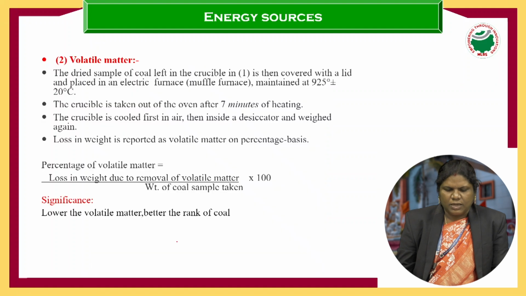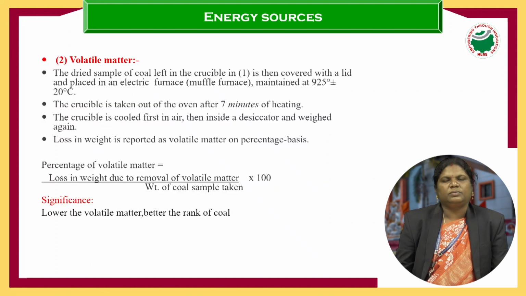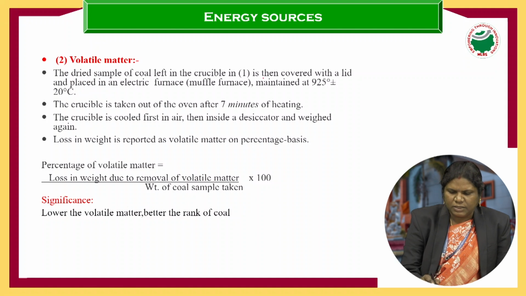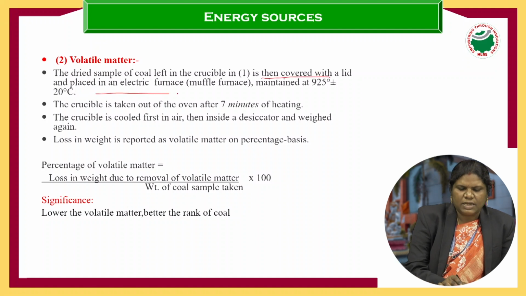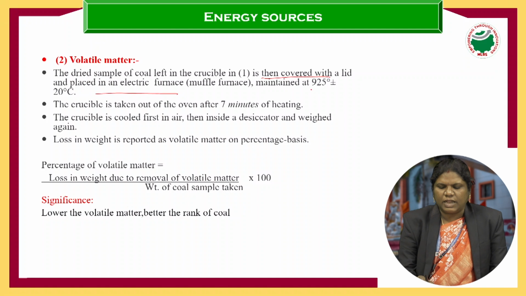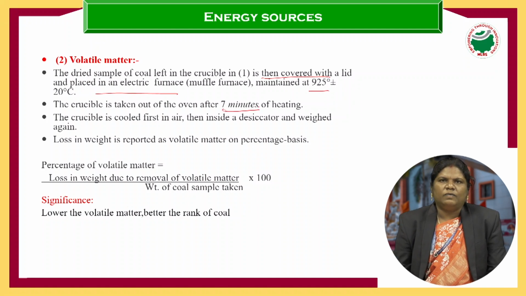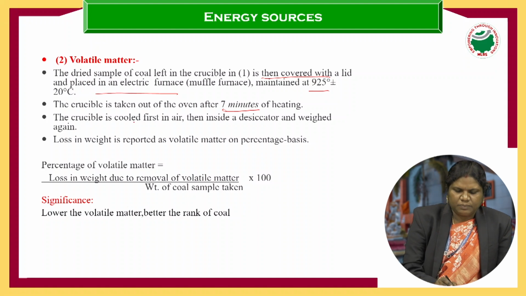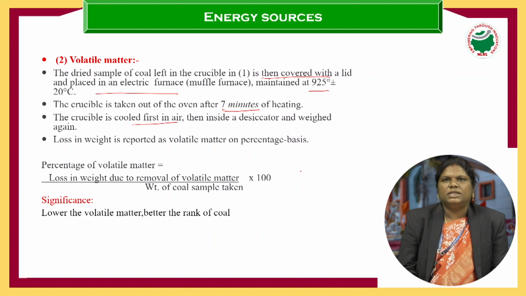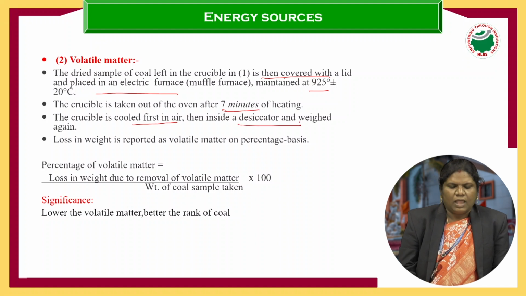Okay. Next, volatile matter. The dried sample which is left over in the first step, meaning the one in which the moisture is determined, is now covered with a lid and placed in an electrical furnace maintained at 925 degrees centigrade for 7 minutes. Okay, after the 7 minutes, the crucible is taken out. First it is cooled in air and then it is kept in a desiccator.